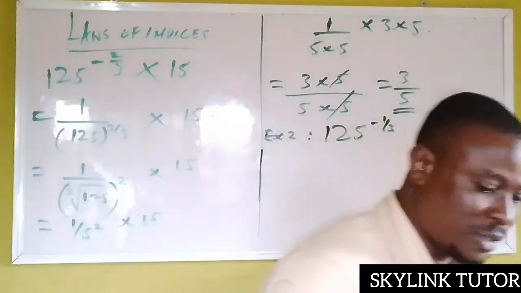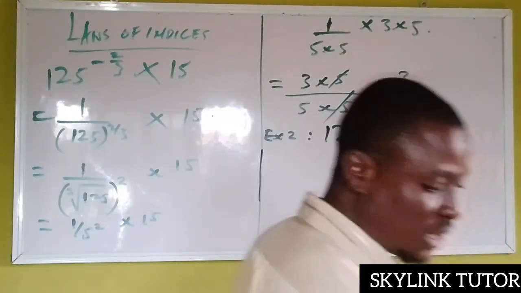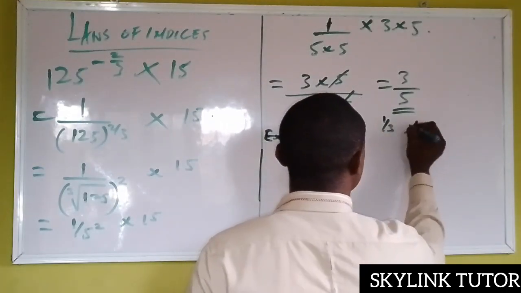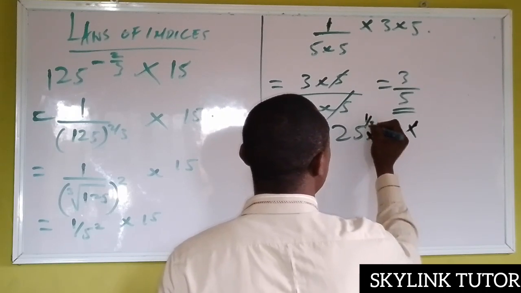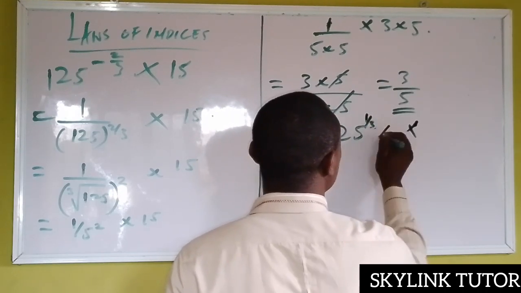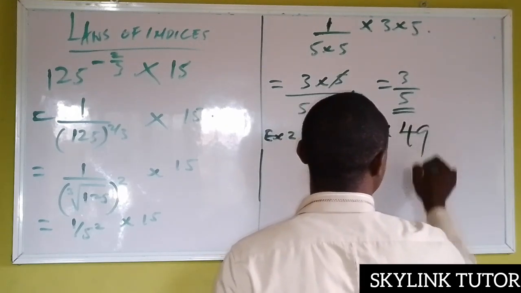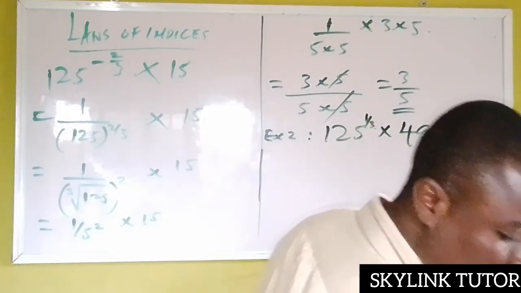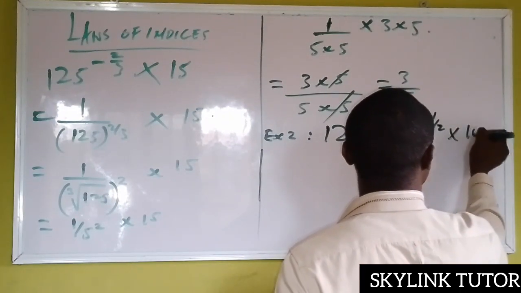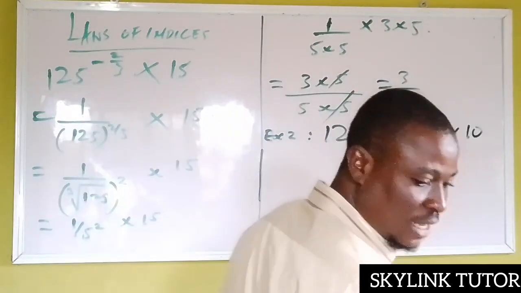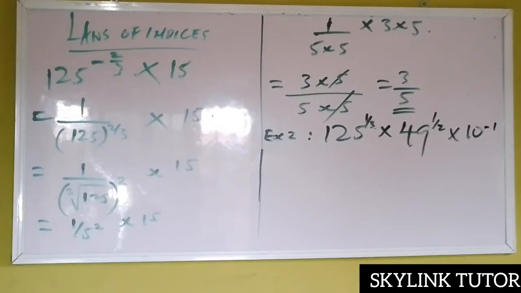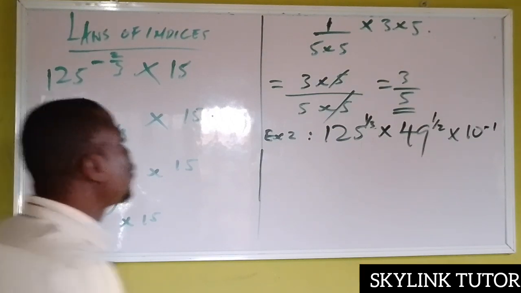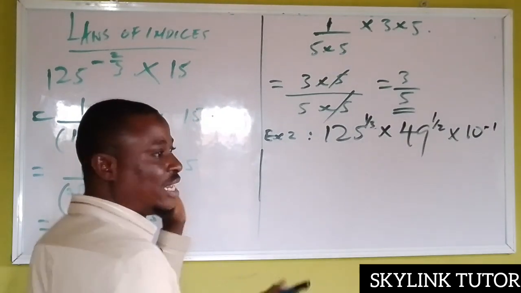125 raised to power minus 1 over 3, times, let's say, 49 raised to the power of 1 over 2, times 10 raised to power minus 1. We have been doing the one of minus 6, so let us not just stick to that. This is what we want to solve as a problem, the way we have been solving the other ones.